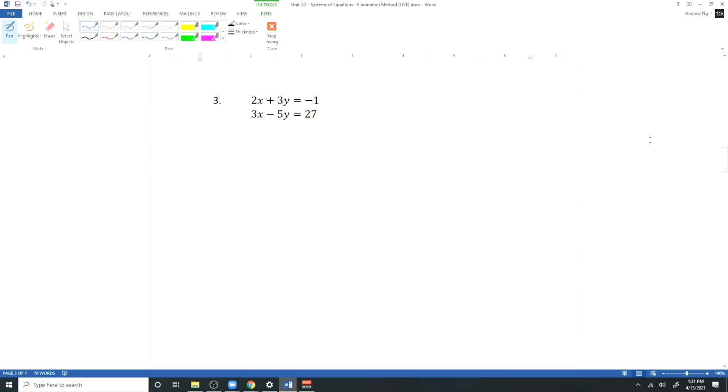For number 3, I'm given these two equations: 2x plus 3y equals -1, and 3x minus 5y equals 27. Again, first thing I notice without doing much else: the coefficients on the x's are not the same. The coefficients on the y's are not the same. So I'm going to have to do some clever multiplication in such a way where I can get either the coefficients on the x or the y to either match exactly the same or to be exact opposites.